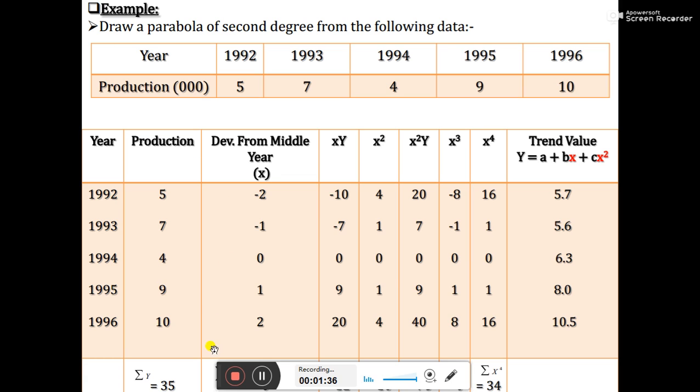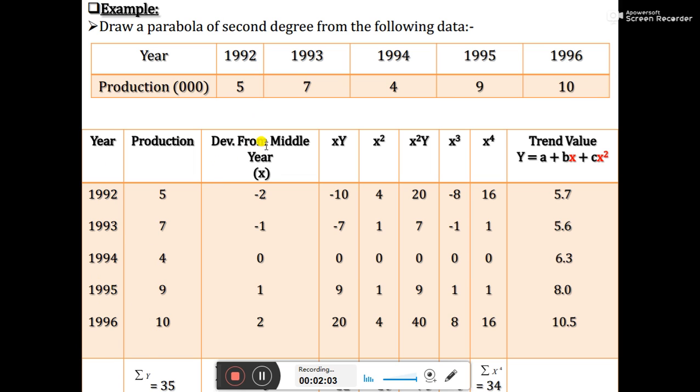Now the example: draw a parabola of second degree from the following data. The years are 1992, 1993, 1994, 1995 and 1996. Then the production is 5, 7, 4, 9, 10. It is 5,000, 7,000 like that. The main data will be drawn here: the year is this much, the production is this much.